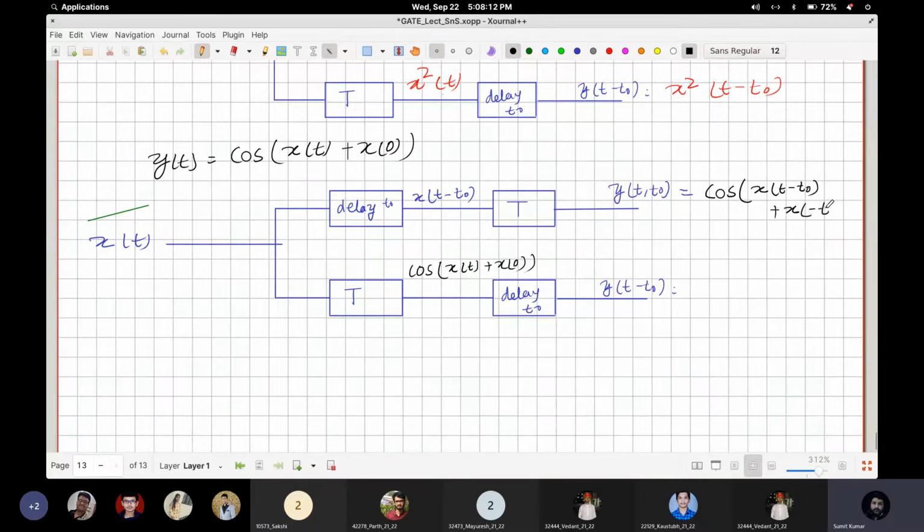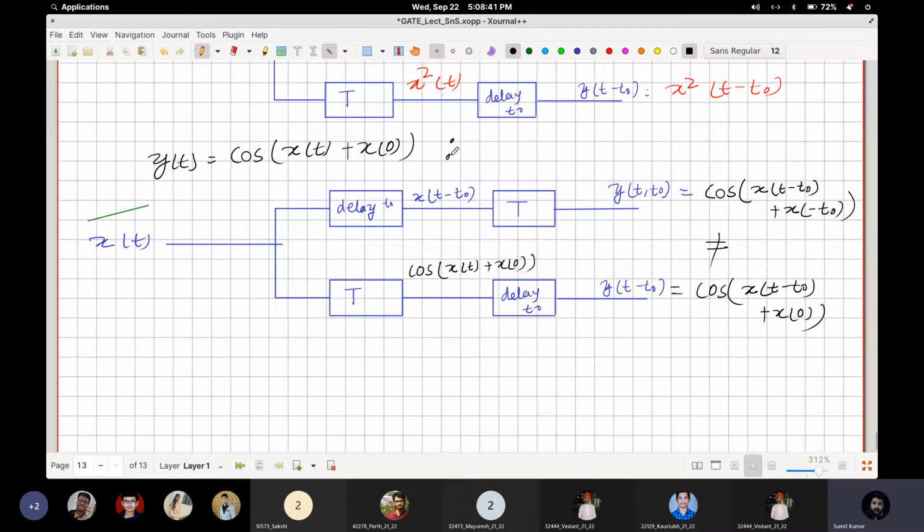So you will be getting x of minus t naught here. Is this clear? Now in this part, when you are replacing t with t minus t naught, you will be getting cos of x of t minus t naught, and this is going to be x of 0 only, isn't it? It's going to be x of 0. So can you see that these two are not equal now?